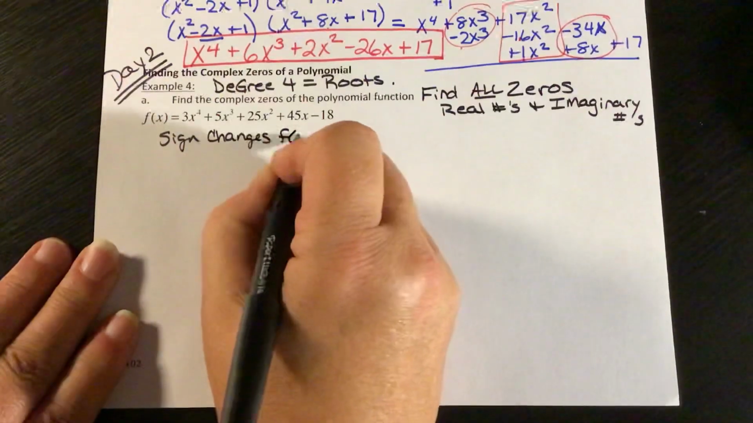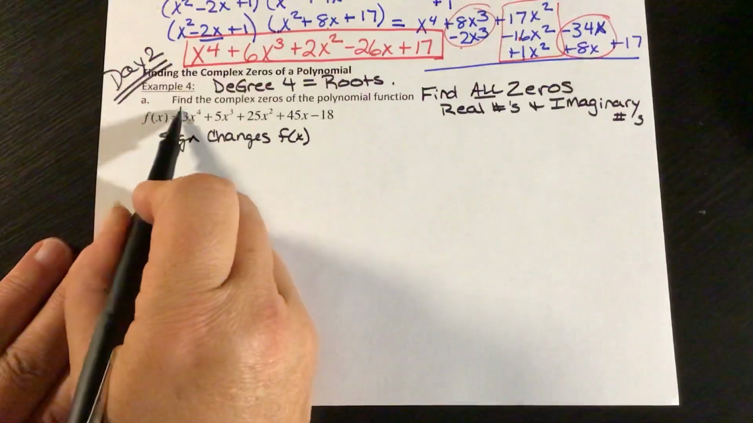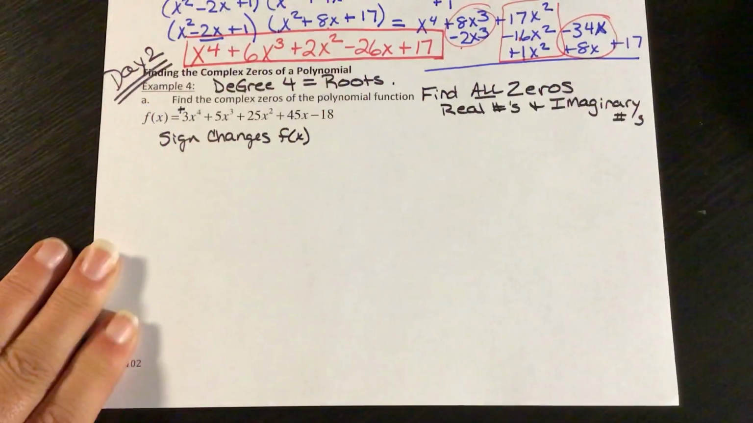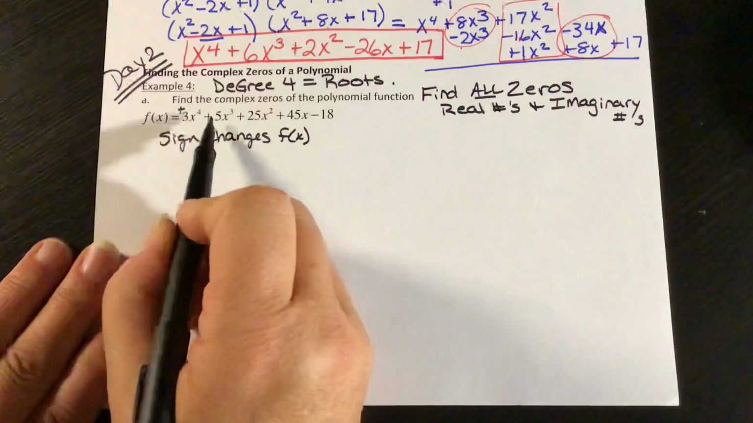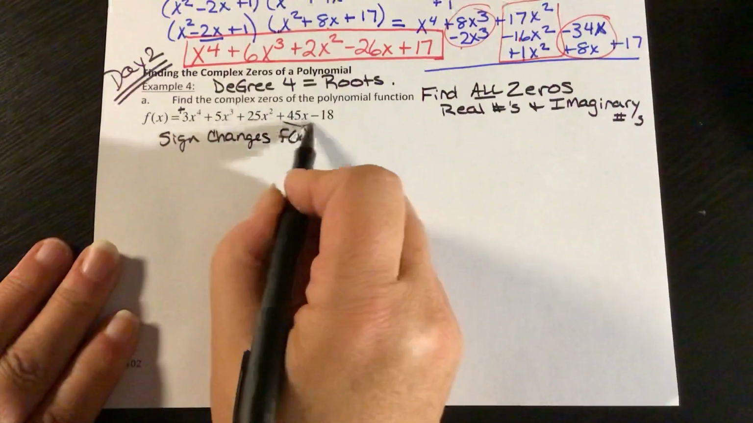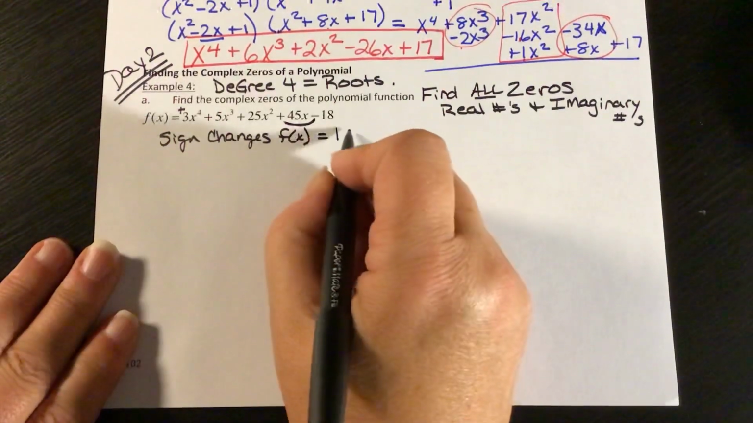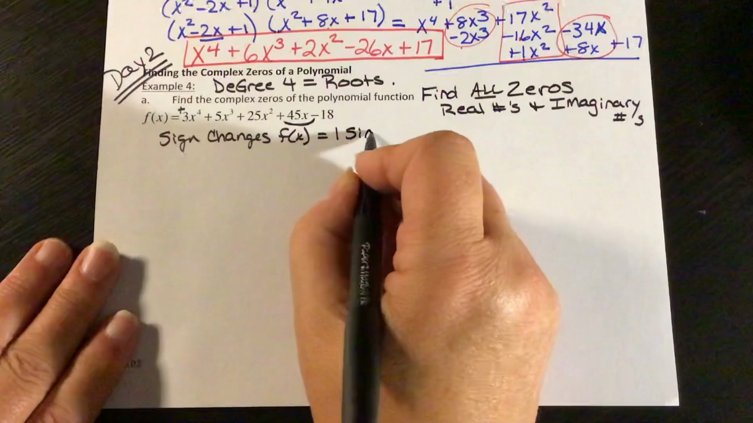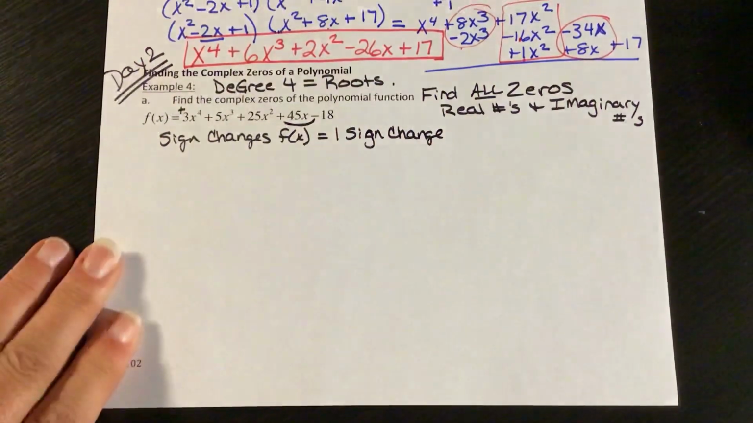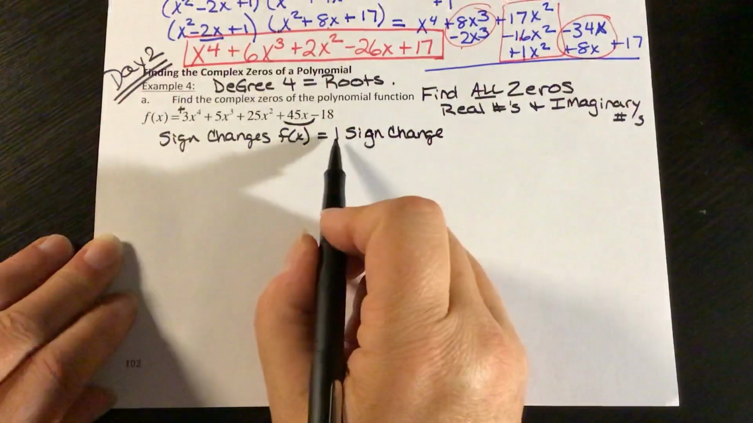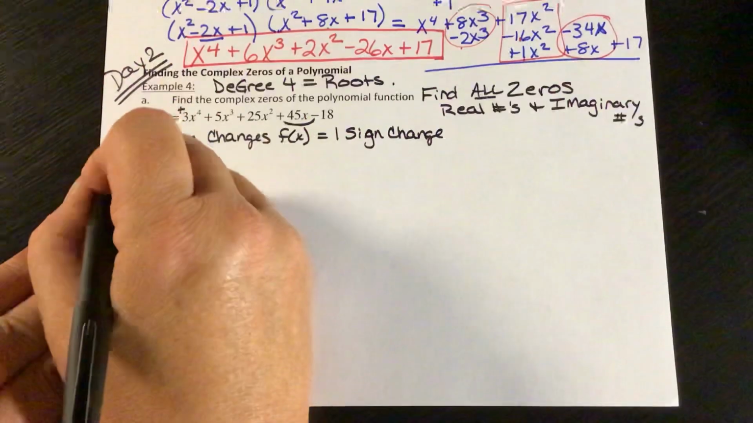So for f of x, which is basically this, I start off with a positive leading coefficient, and I go positive, positive, no sign changes here, and I don't have a sign change until the end. So here's 1 sign change, and that tells me I'm going to have 1 positive root. So one of my roots is going to be positive.